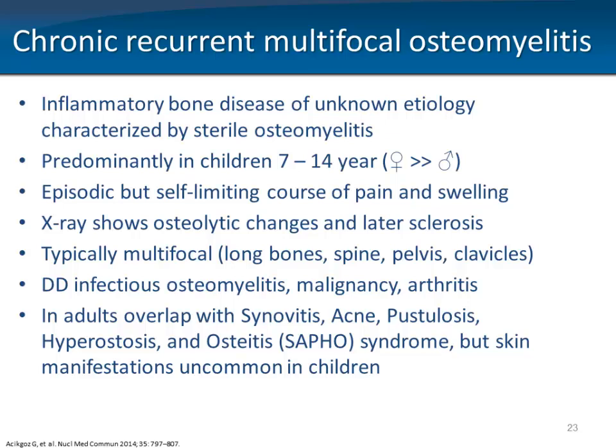It is episodic, with episodes of self-limiting pain and swelling. X-rays usually show an osteolytic change that later becomes partly sclerotic. It's typically multifocal. Changes tend to be symmetric. The differential diagnosis, of course, is that of infectious osteomyelitis, malignancy, and arthritis. For adults, there is some overlap with SAPHO syndrome, but you only rarely see the skin manifestations in children.